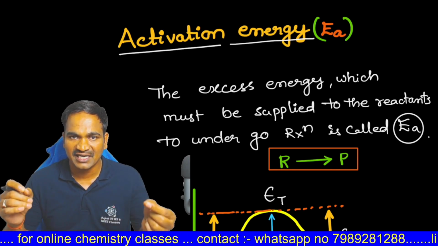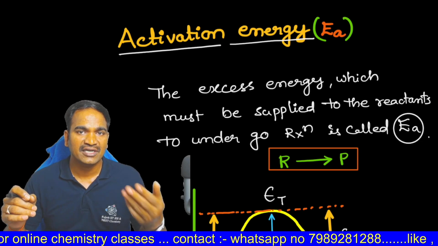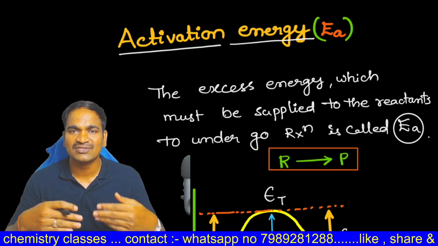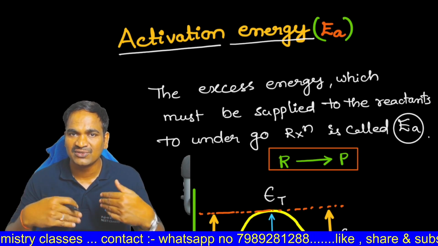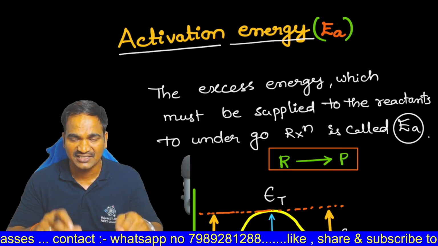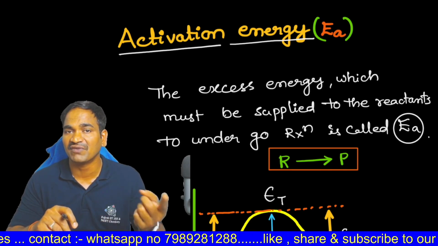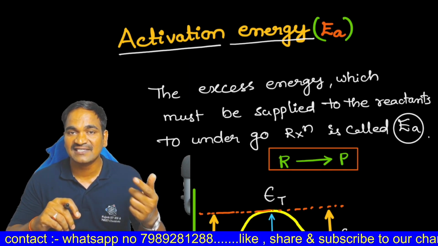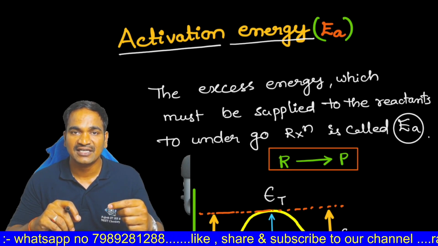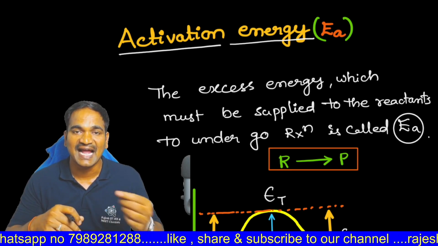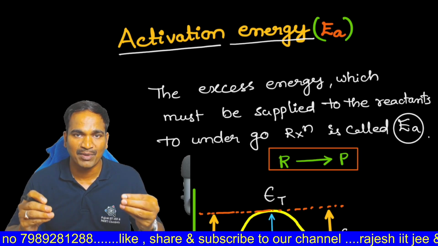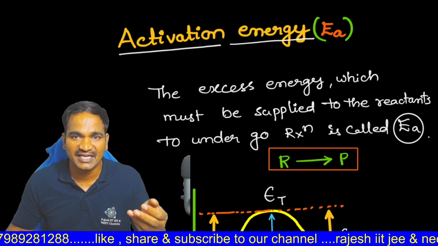If you take a chemical reaction, reactants are converting into products. If reactants want to convert into products, we need to supply a certain amount of excess energy to the reactants in a chemical reaction. That excess of energy which we are supplying to the reactants is called activation energy. I will explain this activation energy with the help of a graph. You will get more clarity about it.